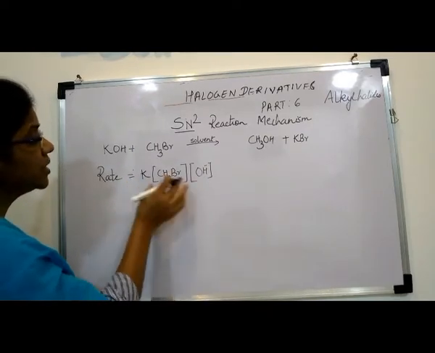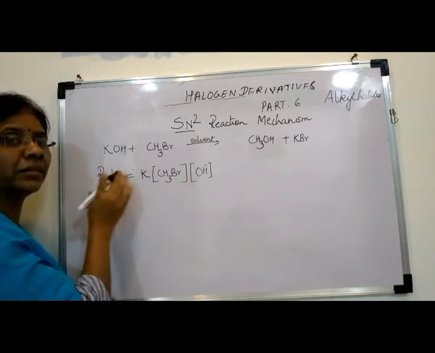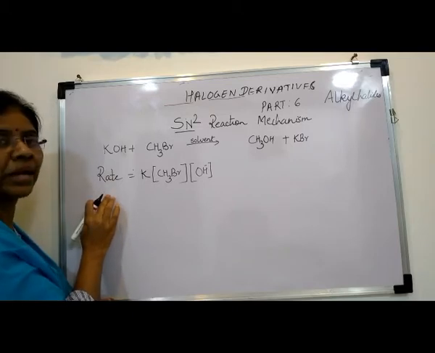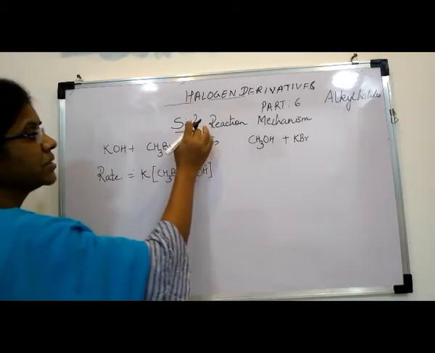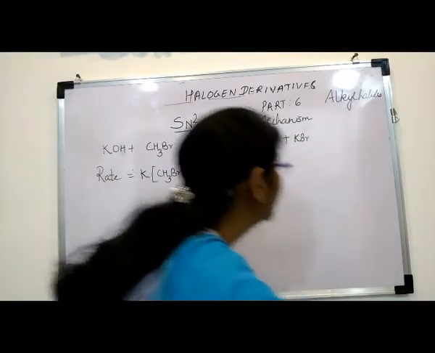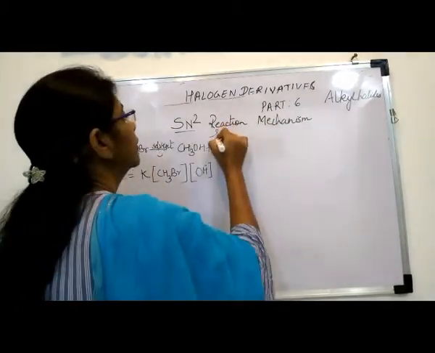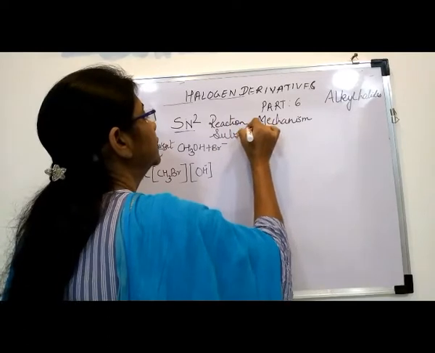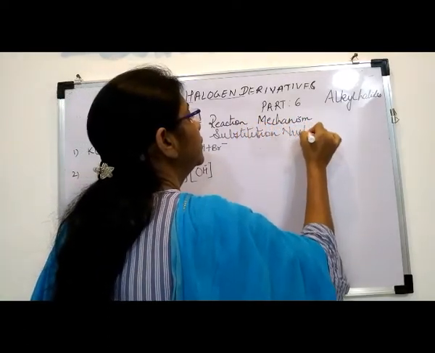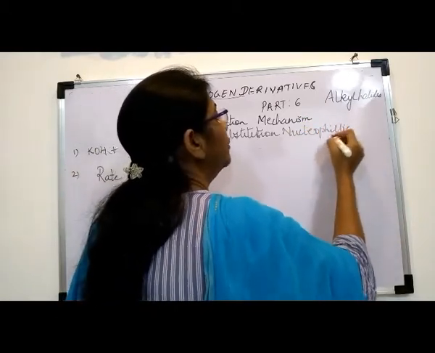Right? Now, since two molecules are involved in determining the rate of the reaction, correct? In determining the rate of the reaction, you can say that this is substitution nucleophilic bimolecular reaction. Substitution nucleophilic bimolecular.